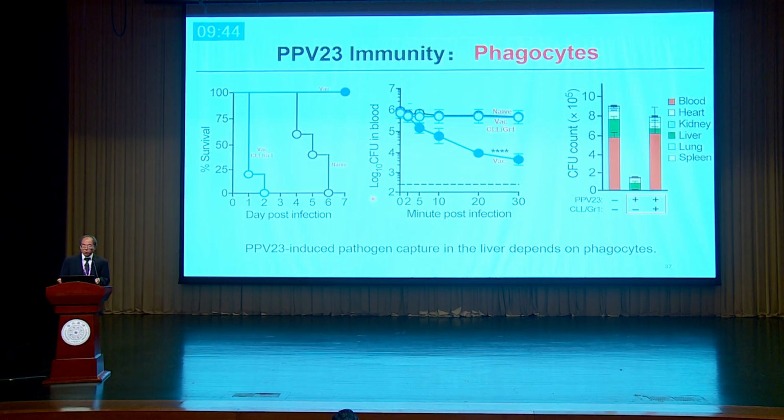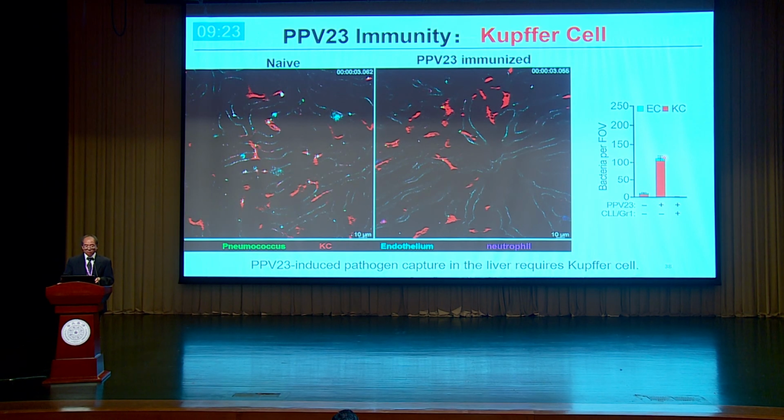Right, phagocytes are very important. So if after immunization we get rid of phagocytes, the mice die very quickly, regardless of whether you have immunization or not. And so without phagocytes, the polysaccharide vaccine immunized mice cannot capture the bacteria in the liver. Okay? All right, so this is the IVM. I'm going to just skip this because we saw this before.